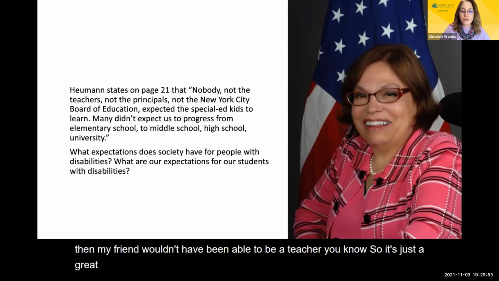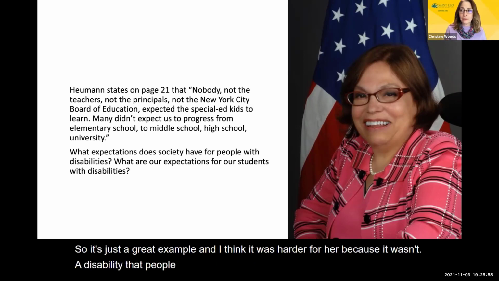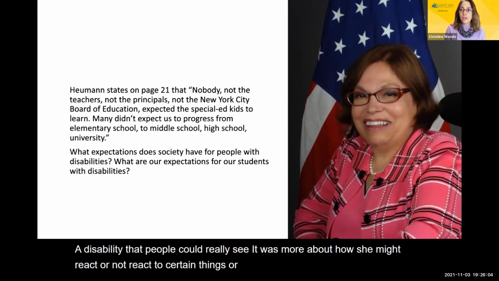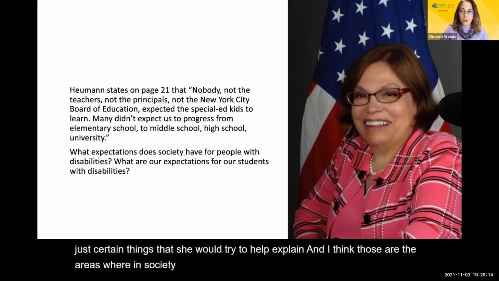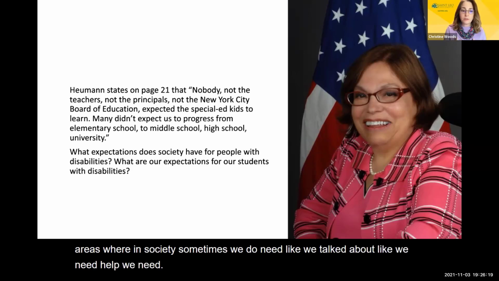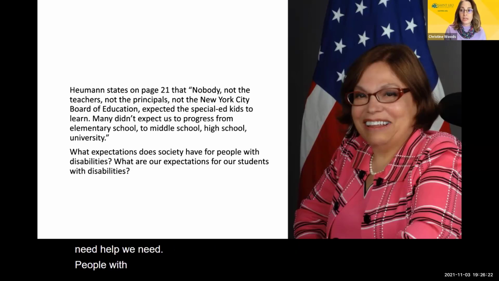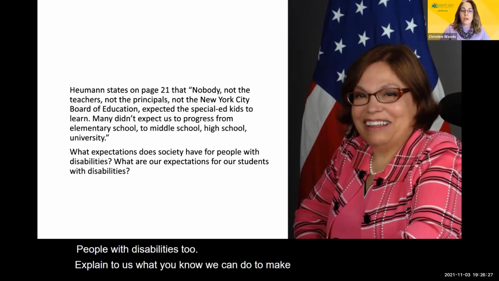And I think it was harder for her because it wasn't a disability that people could really see. It was more about how she might react or not react to certain things, or not want to be touched, or there were just certain things that she would try to help explain. And I think those are the areas where in society, sometimes we do need, like we talked about, people with disabilities to explain to us what we can do to make things better for them. And I was just so privileged to have her in my life.